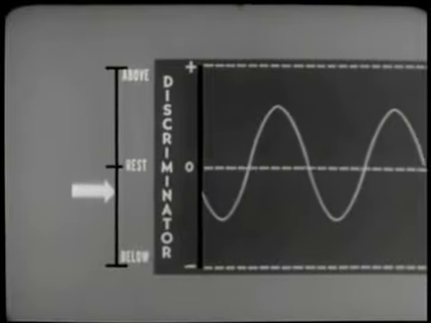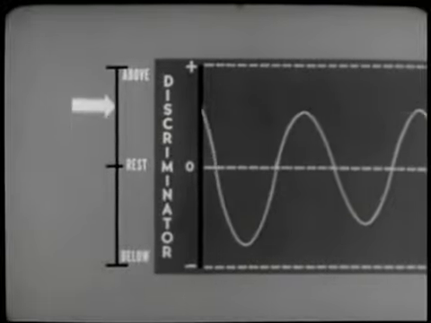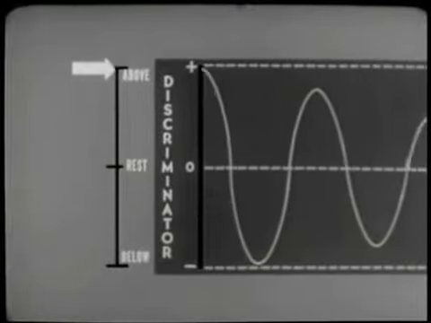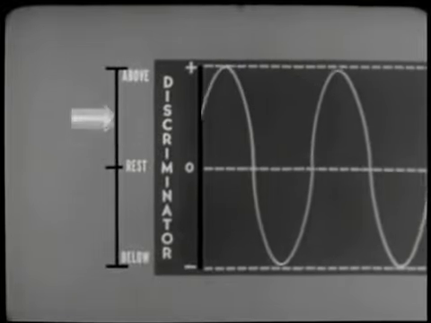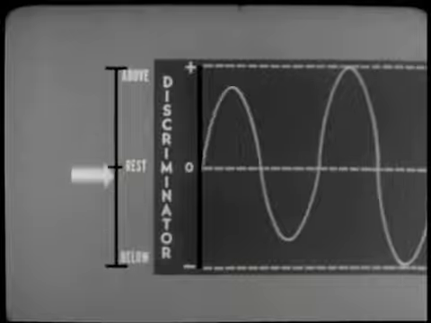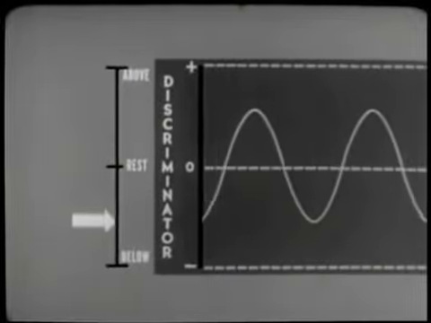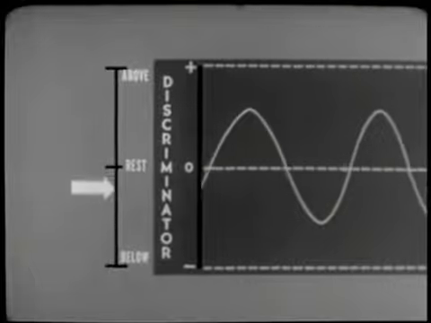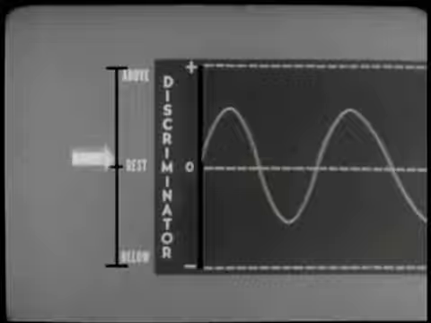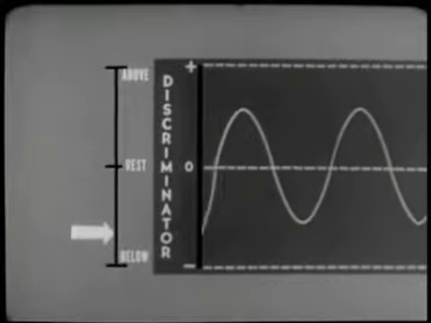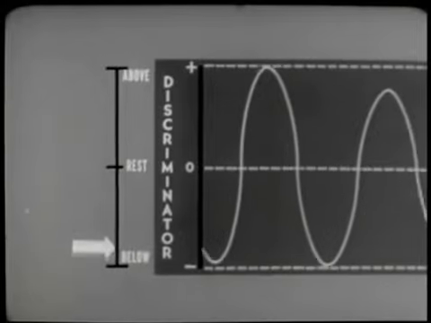Now watch the continuous action. Note that the amplitude of the audio signal is an accurate reflection of the amount of the carrier's deviation above and below rest frequency. Also note that the frequency of the audio signal is an accurate reflection of the rate or speed at which the carrier registers its deviations. Thus, the audio signal's two characteristics, its amplitude and its frequency, are an accurate reflection of the carrier's amount of deviation and rate of deviation.